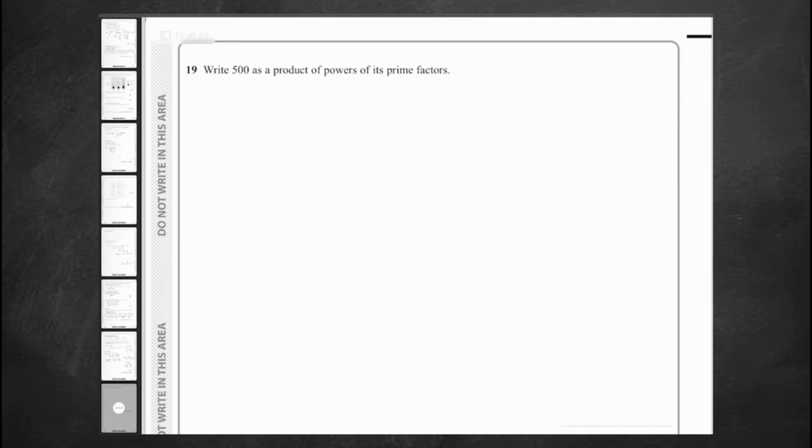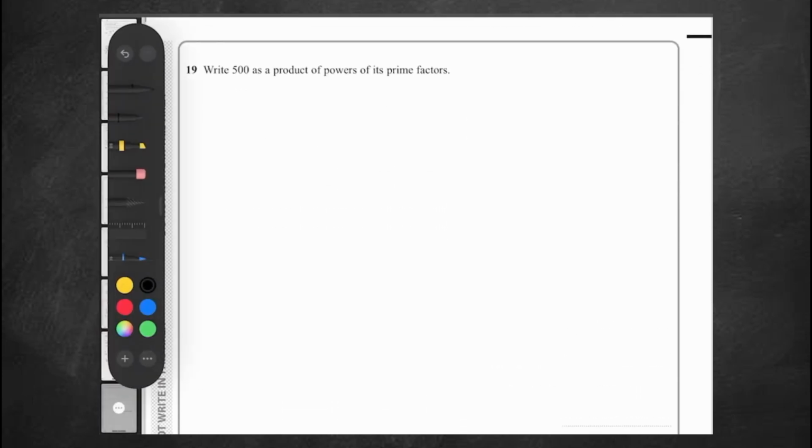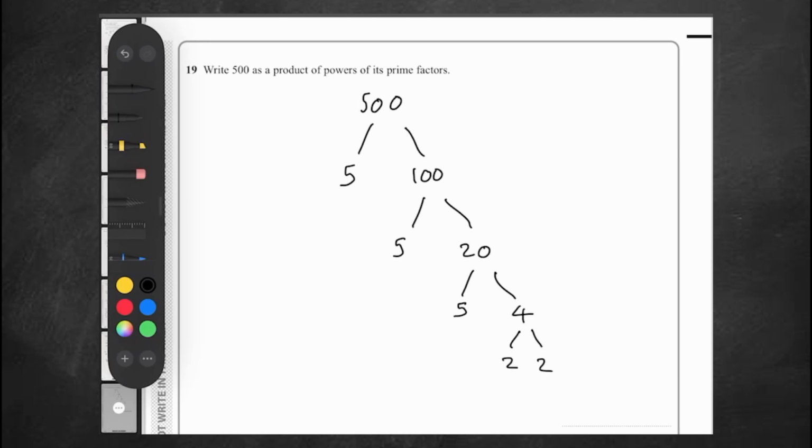Write 500 as a product of powers of its prime factors. So let's do a factor tree. 500 can be made up of 5 and 100. 100 can be made up of 5 and 20. 20 can be made up of 5 and 4. 4 can be made up of 2 and 2. So we have 2 squared times 5 cubed, as we have 2 2s and 3 5s.